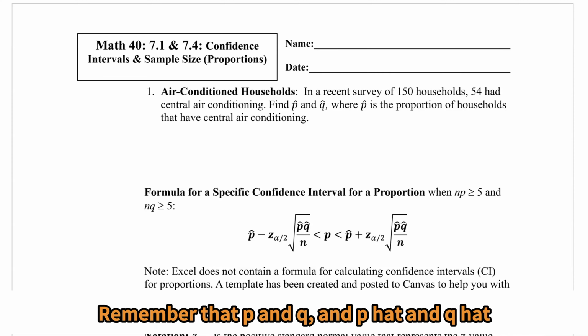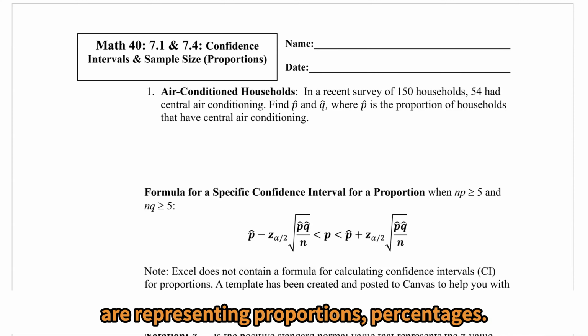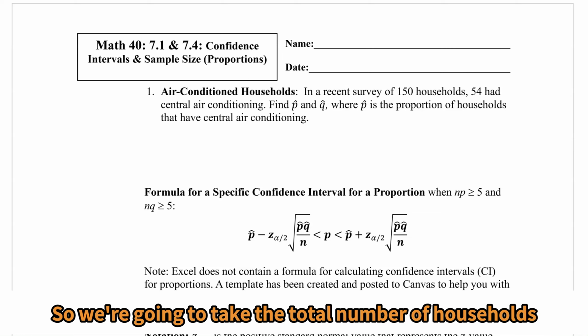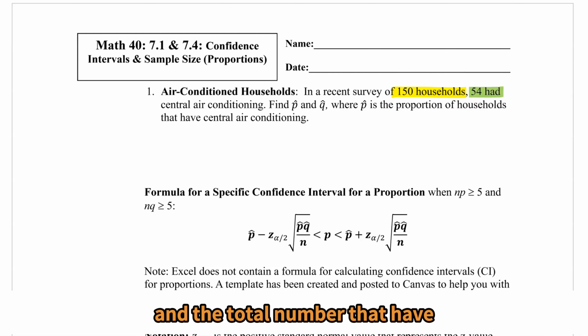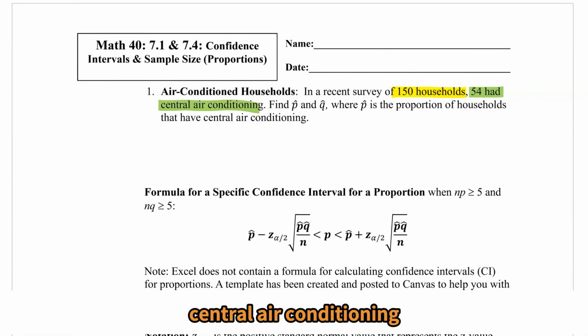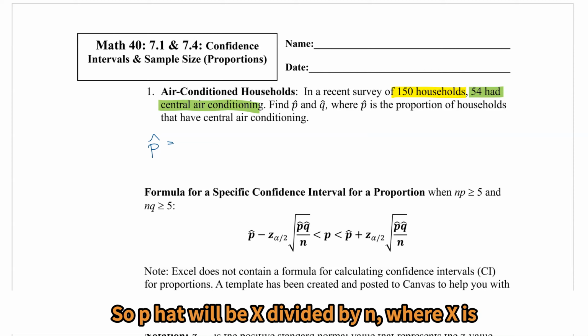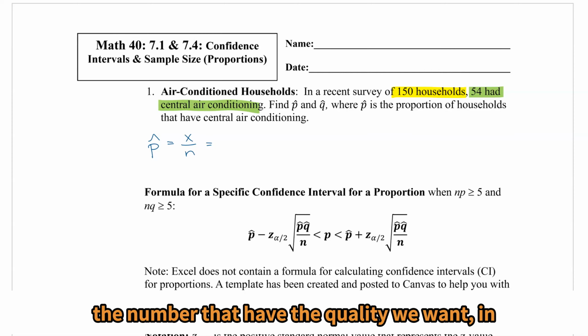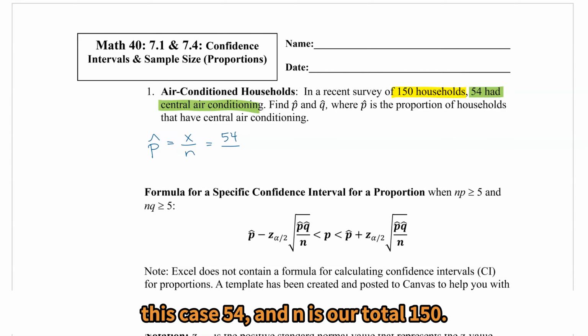Remember that P and Q and P hat and Q hat are representing proportions, percentages. So we're going to take the total number of households and the total number that have central air conditioning to find P hat. So P hat will be X divided by N, where X is the number that have the quality we want, in this case 54, and N is our total, 150.